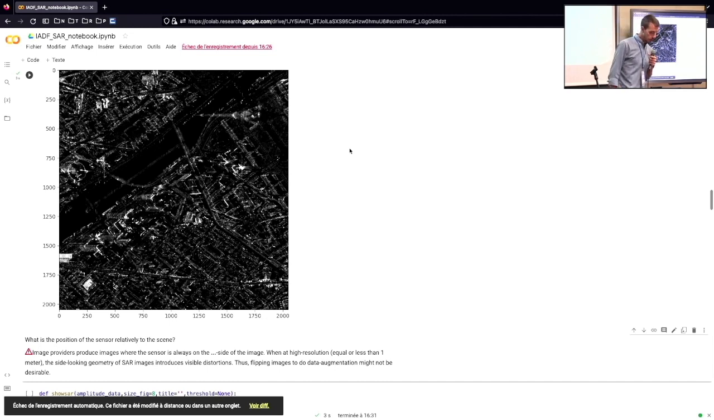So I'm going to ask you one question, but I think you already know the answer because it was given before. In this case, the sensor is flying either from the top to the bottom or from the bottom to the top. But the question is: is the sensor on the right-hand side of the image or is the sensor on the left-hand side of the image? And why?